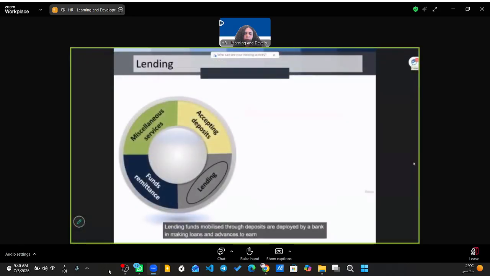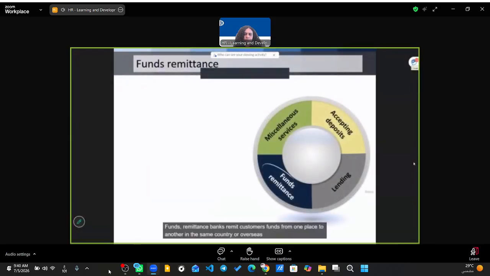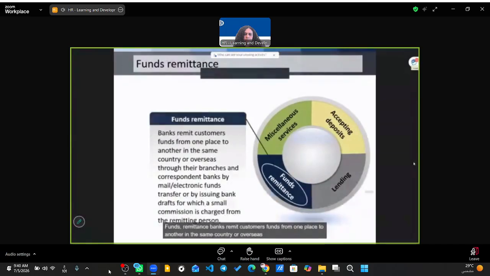Lending. Funds mobilized through deposits are deployed by a bank in making loans and advances to earn profits by way of interest spreads. Lending requires adequate care, caution, and supervision by the bank's management at various levels. Funds remittance. Banks remit customers' funds from one place to another in the same country or overseas through their branches and correspondent banks by mail or electronic funds transfer or by issuing bank drafts, for which a small commission is charged from the remitting person.